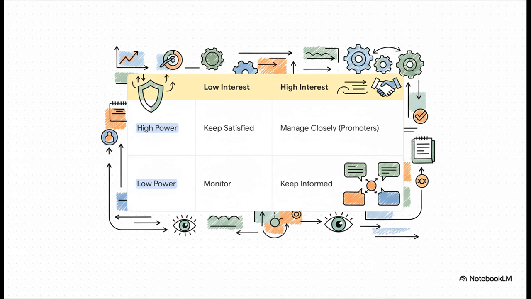Now, the high power, low interest folks, you just need to keep them satisfied. Think high-level dashboards, not nitty-gritty reports. For low power but high interest people, keep them informed. Their feedback is gold. And finally, low power, low interest, just monitor them. Don't waste your energy or theirs with info they don't need.